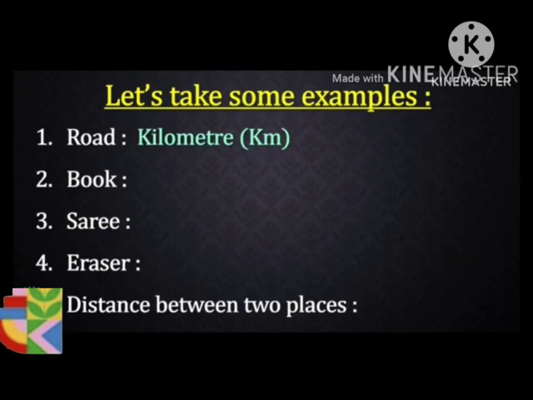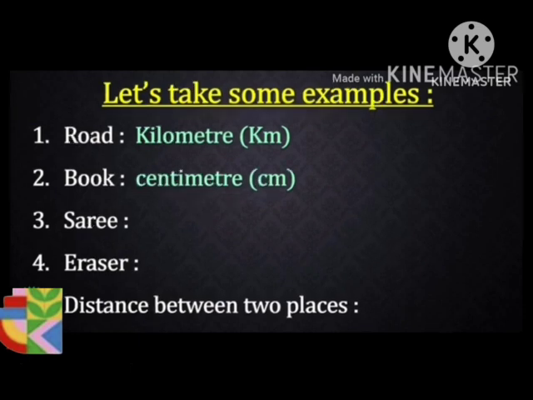You must have seen that when you go to some place, there are landmarks where the distance of various places is written in kilometers. Now next is book. Book comes in centimeters, children. Why? Because you can measure it with a scale and with your hand span only. So it is the smaller unit.